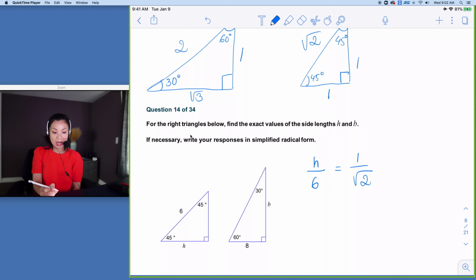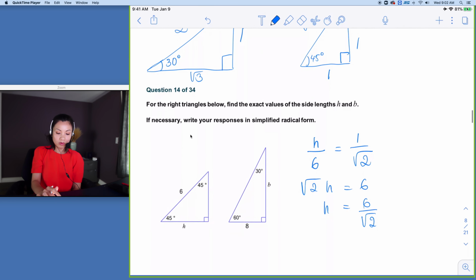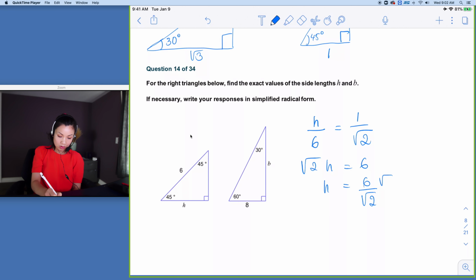So you pretty much just pair them up, right? You see right here, 6 goes with radical 2, and H goes with that 1. So I just pair them up. If you put 6 over H, then you put radical 2 over 1. And then how do we solve it? We just cross multiply. So H equals 6 radical 2 over radical 2. Of course, you're going to have to rationalize it. So I ended up with 3 radical 2. So 6 divided by 2 is 3. So 3 radical 2.